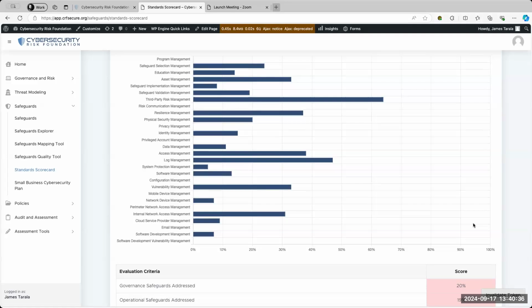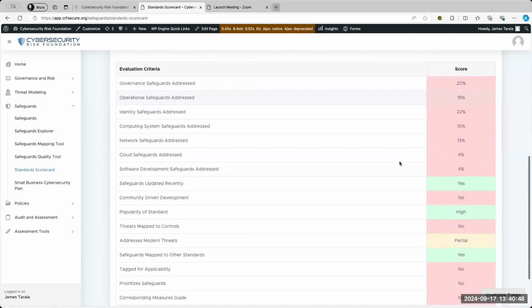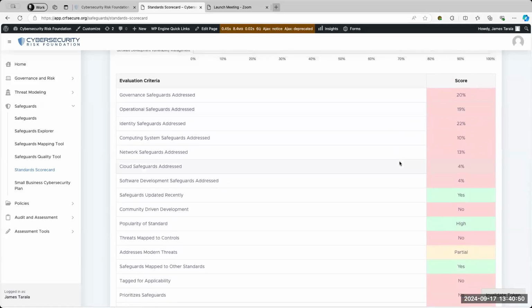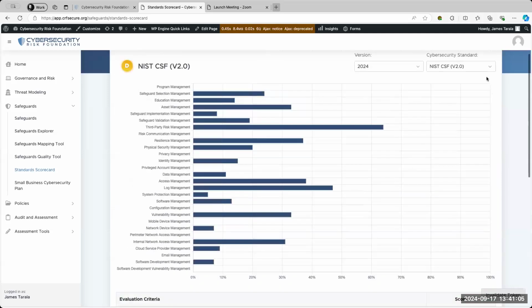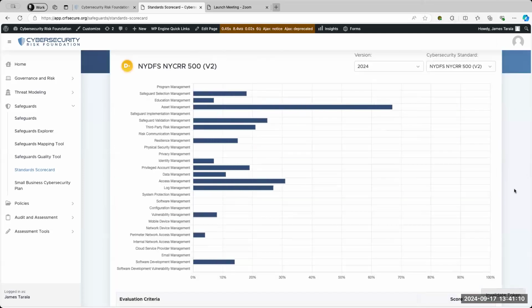And now every time we go through the process of adding a new standard, it'll automatically update itself in our database. So all these things that you're seeing on my screen, including these individual scores down below, come from here. There are APIs behind the scenes that feed these percents. These are calculations based on the mappings that we've made. Then there's a second API that allows us to show that information. I can show another standard here, for example NYCRR 500 from NYDFS.